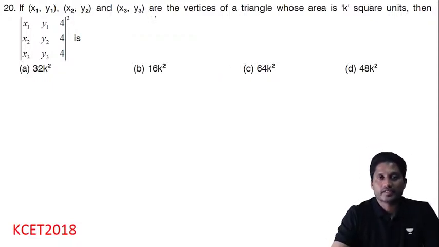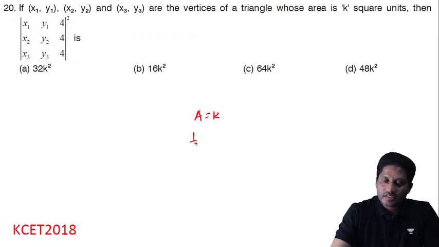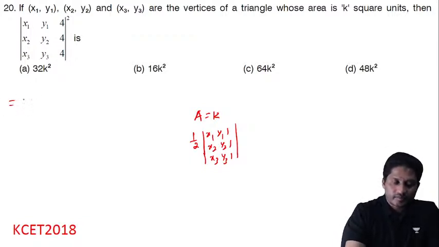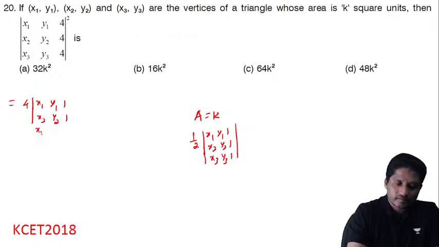x1 y1, x2 y2, x3 y3 are vertices of a triangle whose area is k square units. So according to the question, area is equal to k. Area is equal to half of the determinant of x1 y1 1, x2 y2 1, x3 y3 1. I'm supposed to find the value of this. I'm going to take 4 out. Determinant of x1 y1 1, 2 y2 1, x3 y3 1.